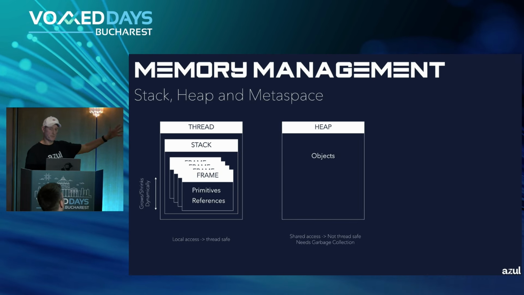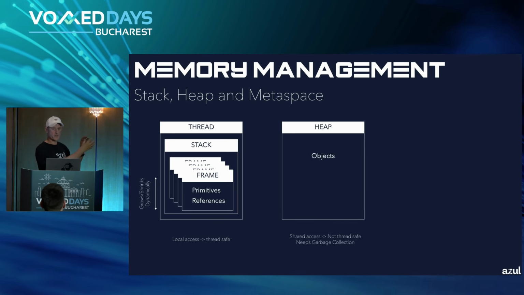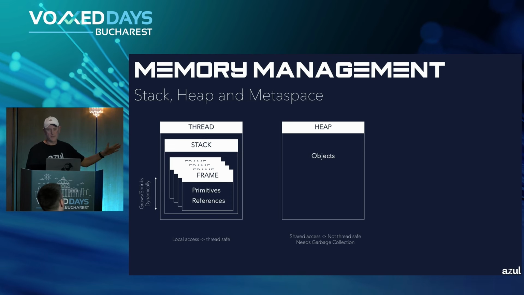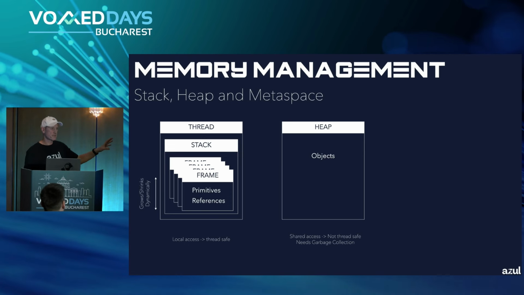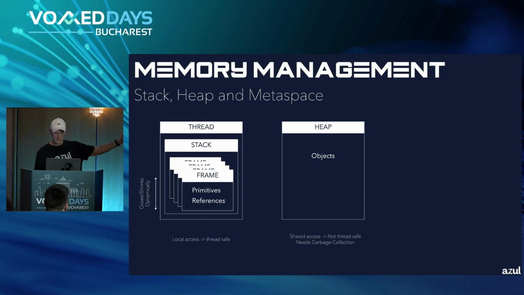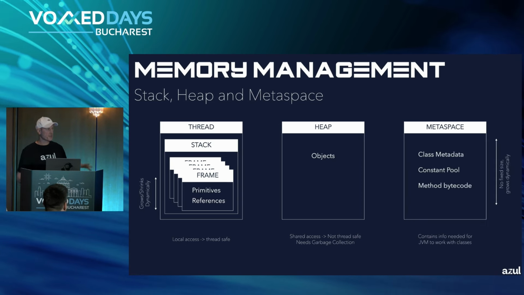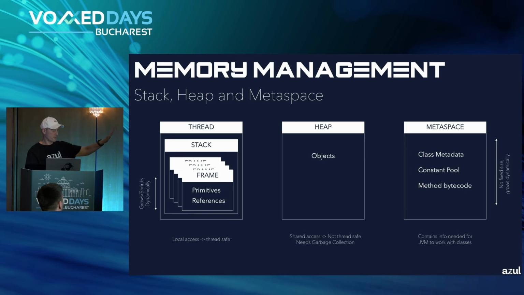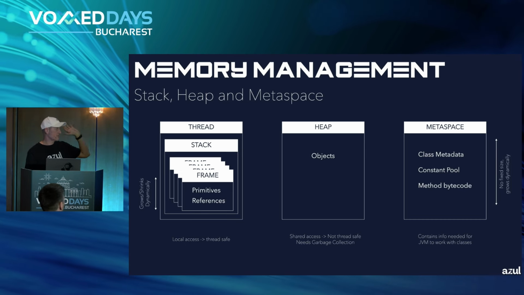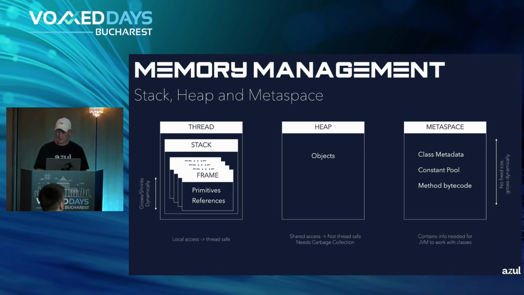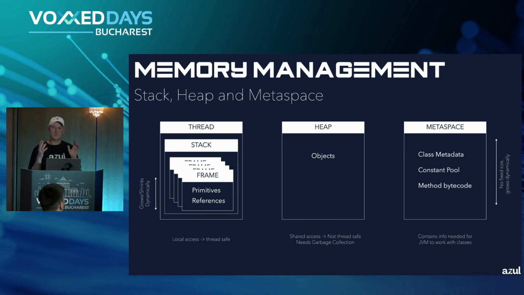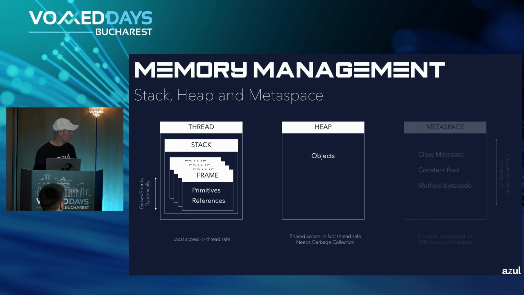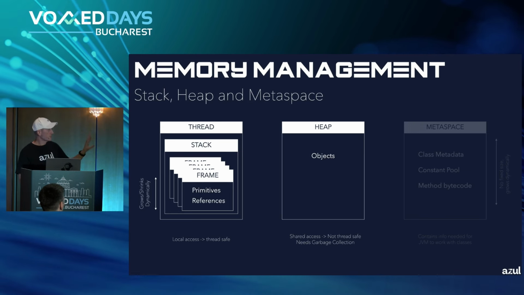Then we have the heap, and in the heap we store the actual objects, right? So there we use all the memory. This is not thread safe, this is shared access, and we have to do garbage collection in this area. And then there is the so-called metaspace, and the metaspace, to make it short, because we don't really talk about the metaspace, contains the constant pool, class metadata, and in principle everything the JVM needs to run classes, right? But we don't focus on the metaspace, we just focus on the two things on the left side.